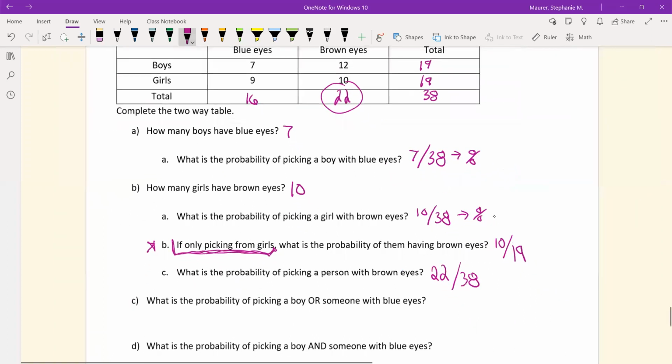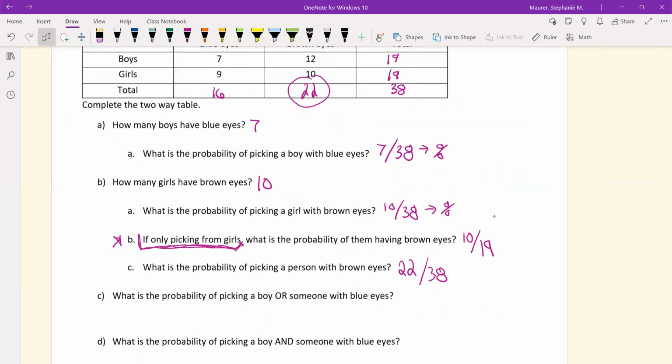Now let's zoom out a little bit here and see if I can get the next one on. Now, the next one's interesting, and there's a couple of different ways that people approach letter C here. So it says, what is the probability of picking a boy or, and the keyword there being or, someone with blue eyes? So does that mean that I need to pick a boy with blue eyes? No, it can be a boy, period, or it can be somebody with blue eyes, but it doesn't have to be both. Could it be both? Sure. But does it have to be?